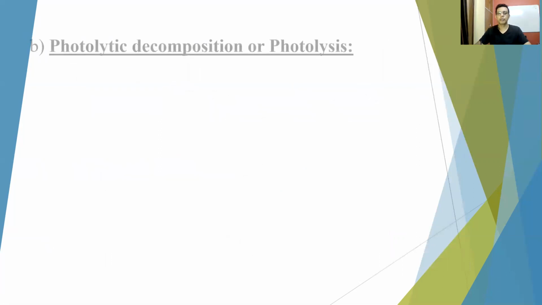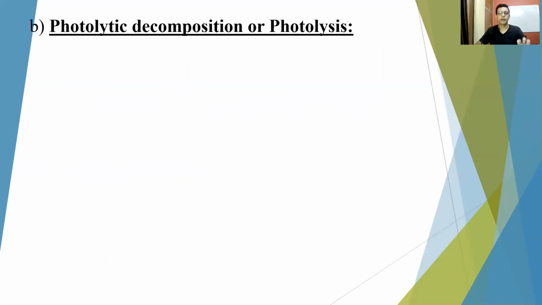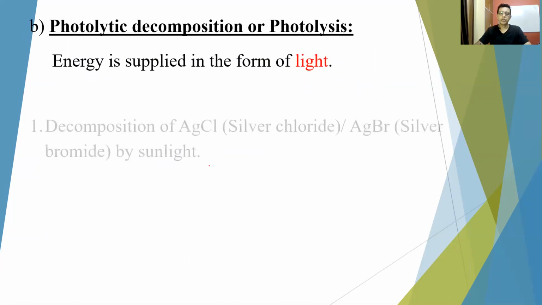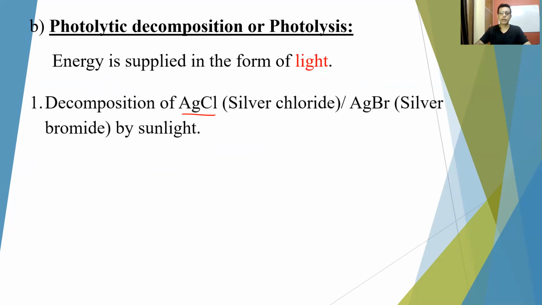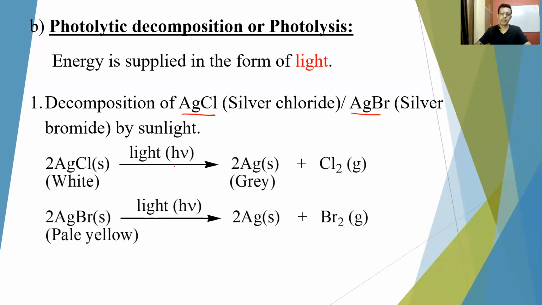So next we'll talk about decomposition where energy is supplied in the form of light. It's called photolytic decomposition. Like decomposition of silver chloride and silver bromide. The silver chloride is a white color solid salt, and silver bromide is a pale yellow color compound. But both the compounds, when light falls on them, give gray color silver metal and chlorine gas in the first case, bromine gas in the second case. So this is an example of photolytic decomposition or photolysis.